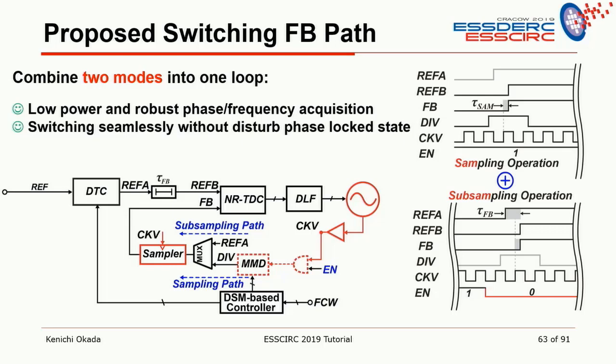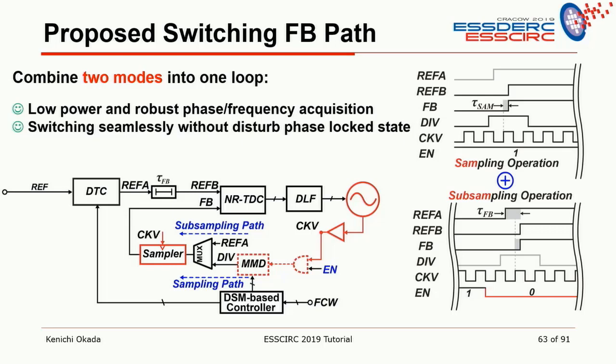One more thing is, as I explained, simple subsampling operation causes some weakness for sudden disturbance. So we put the multiplexer here, and switching between the subsampling operation and the sampling operation can be realized by the same loop. As I explained, the transfer function is completely determined by this sampler timing, and the rising edge here is determined by the clock signal coming from here. So this reference A or divider signal generated by the multi-modulus divider is just used for masking the redundant path like this, just generating this signal. This signal edge is coming from here and here. This rising edge is generated by this, and this divider signal or reference A signal is just masking this redundant up and down pulse.